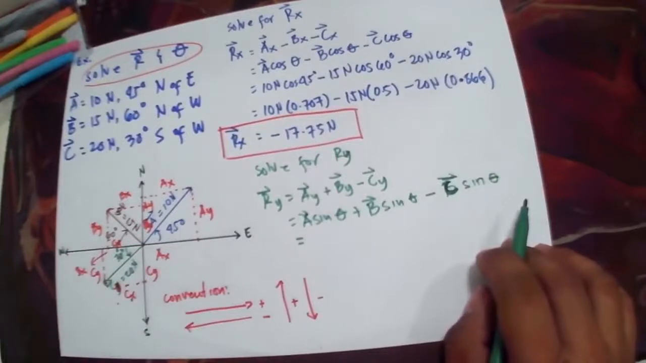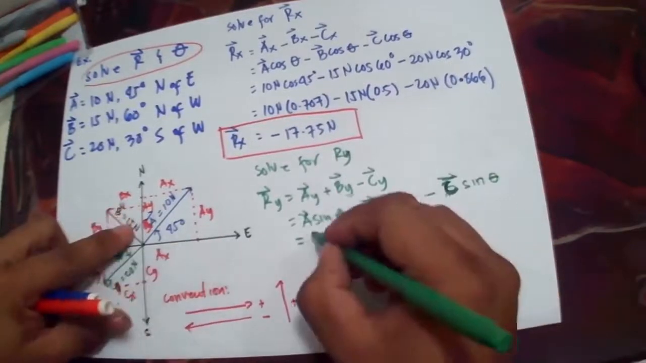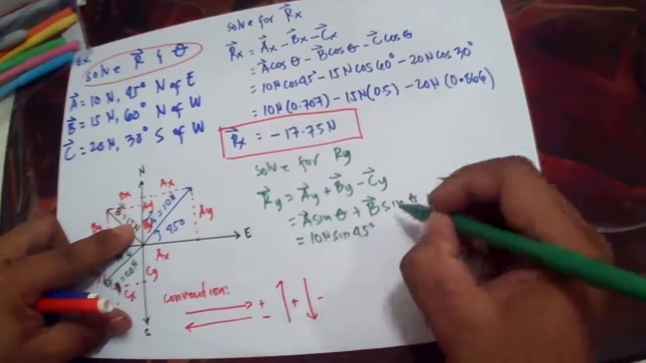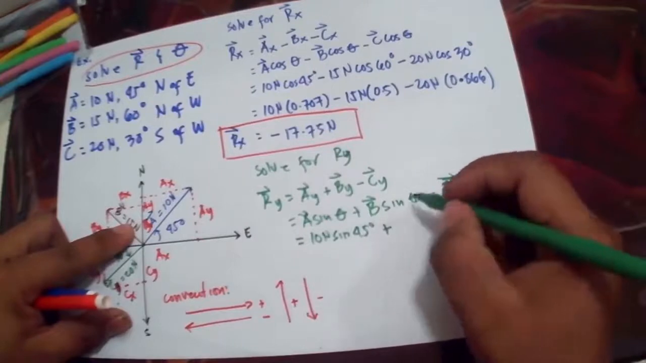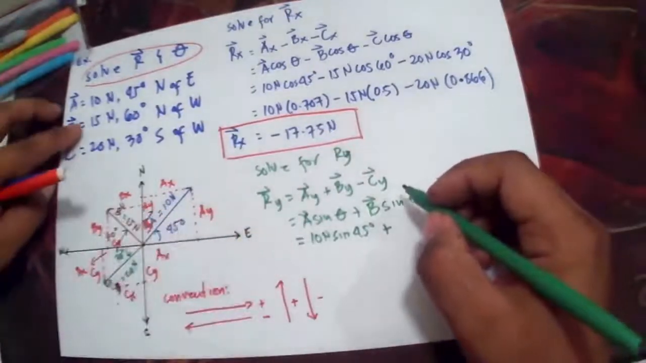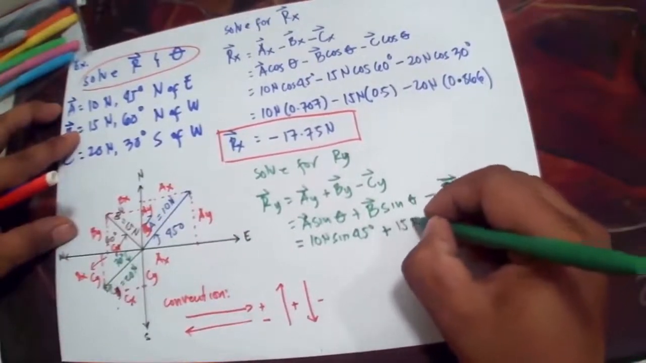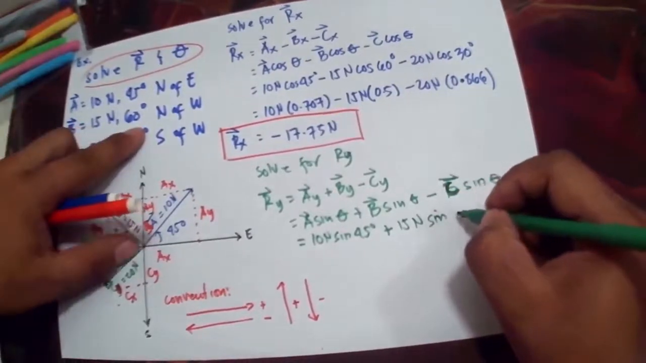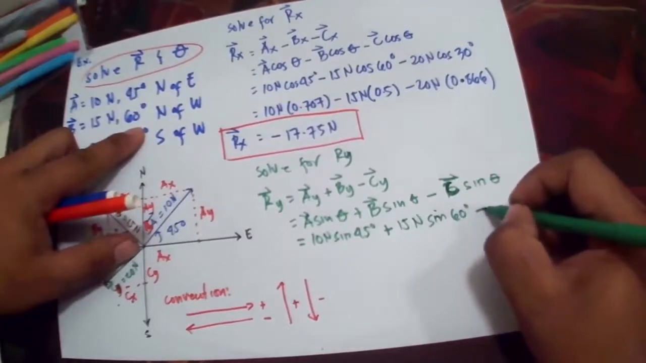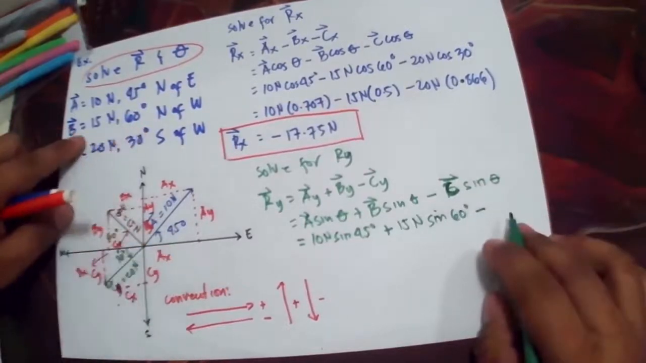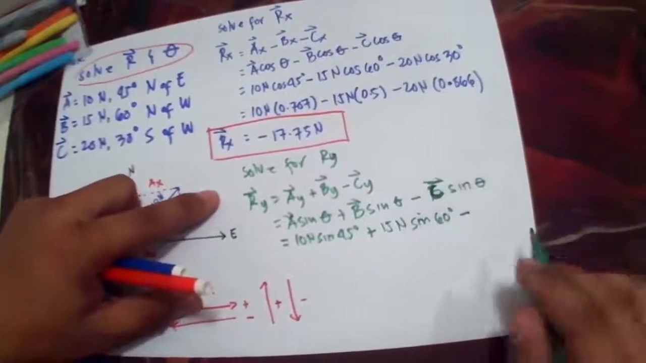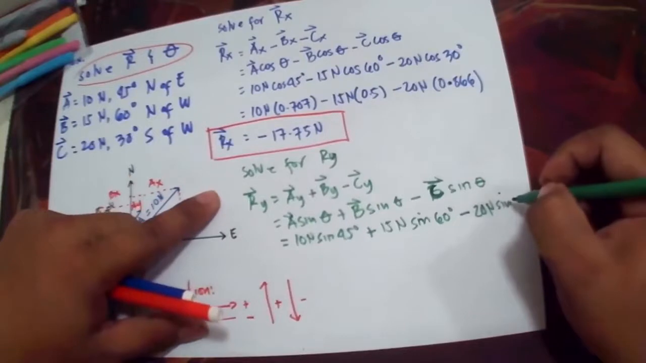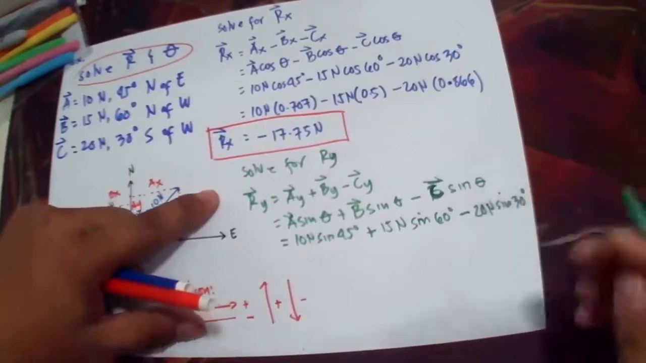And we substitute the values. For vector a, still 10 newtons, sine of 45 degrees, plus vector b is 15 newtons, sine of 60 degrees, minus our c here is 20 newtons, sine of 30 degrees.